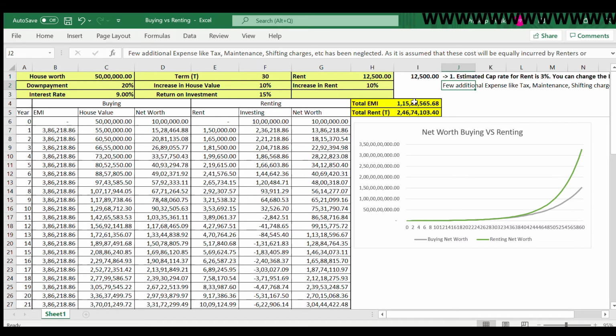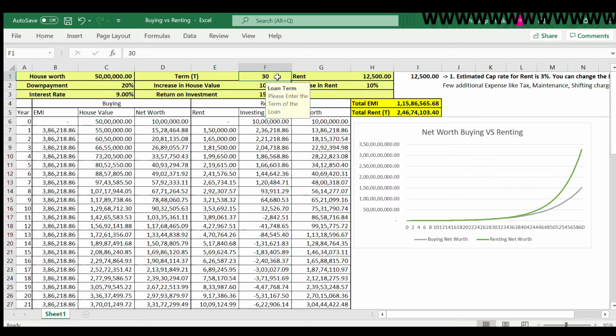And these two are another key factor, which highlights the total EMI you would have paid over a course of 30 years. This is excluding the down payment that you would have already made, and this total rent is for the duration of the loan that you were taking. So in this case, after 30 years you need not pay any EMI, but you will have to continue paying your rent. But this total rent is nothing but for the duration of your housing.